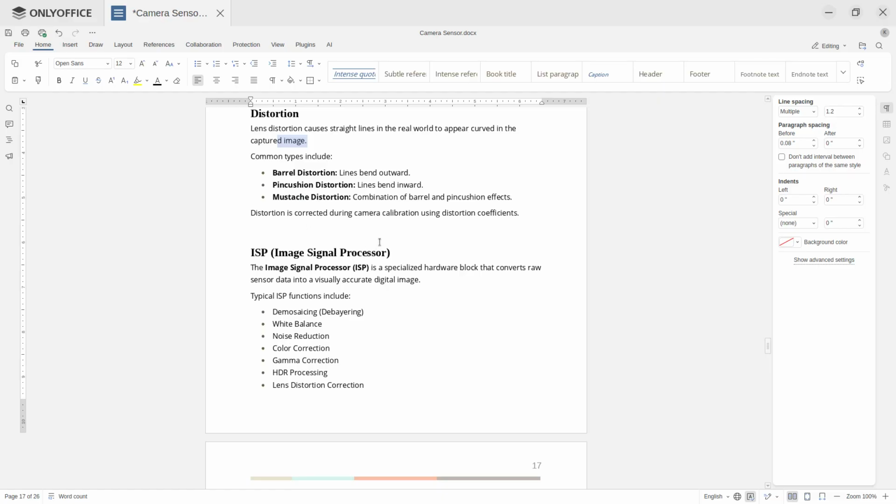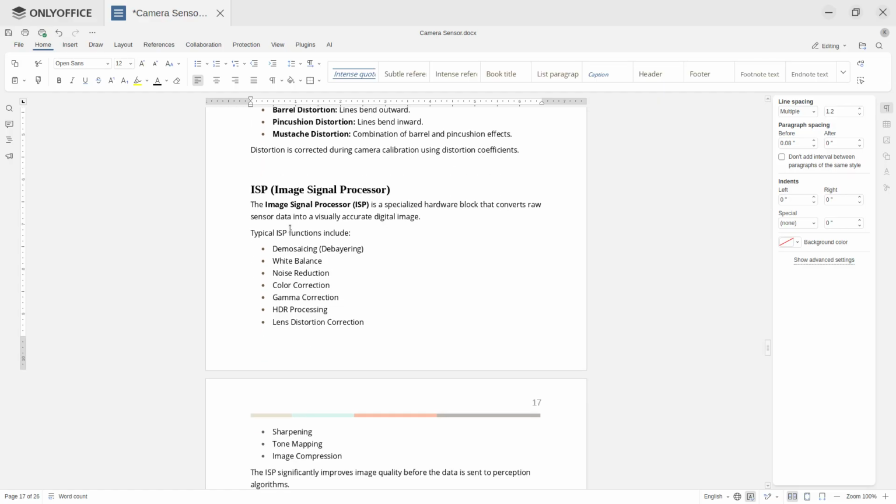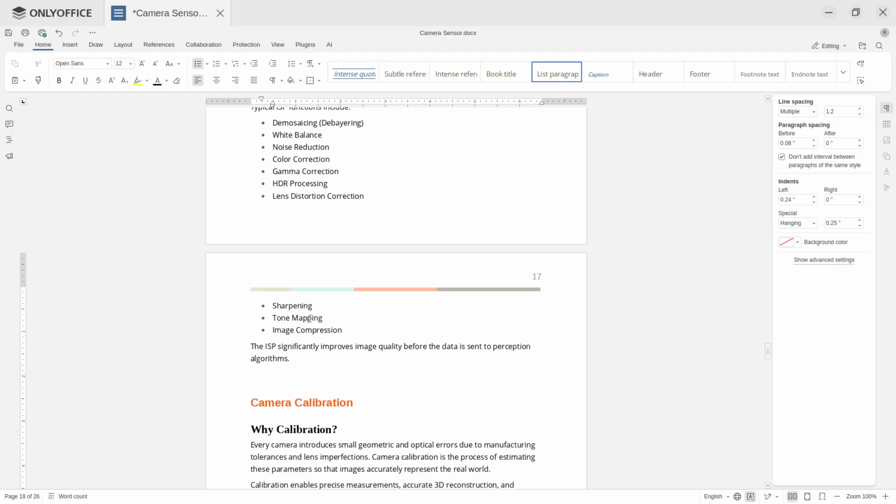ISP, image signal processor. The image signal processor (ISP) is a specialized hardware block that converts raw sensor data into a visually accurate digital image. Typical ISP functions include demosaicing, white balance, noise reduction, color correction, gamma correction, HDR processing, lens distortion correction, sharpening, tone mapping, image compression. The ISP significantly improves image quality before the data is sent to perception algorithms.